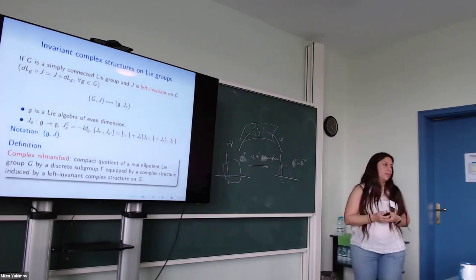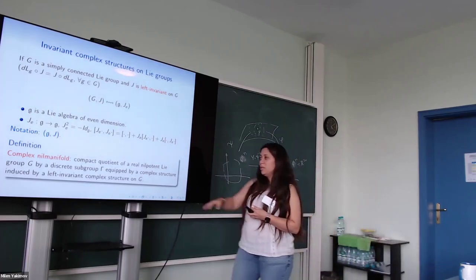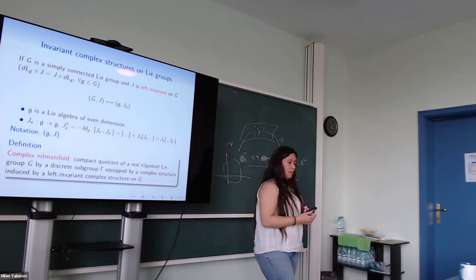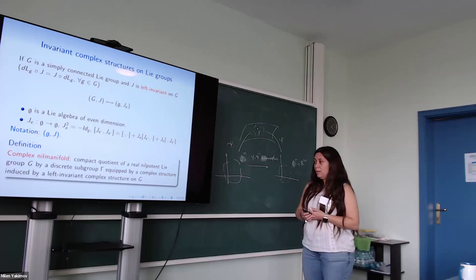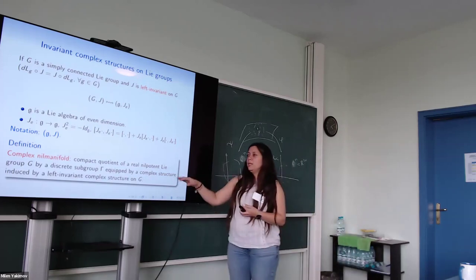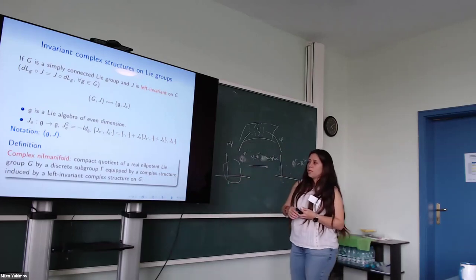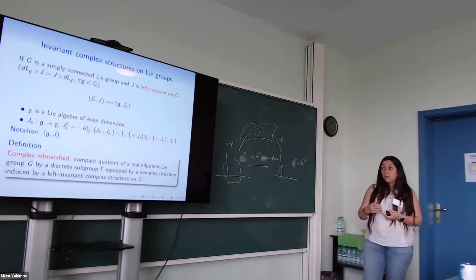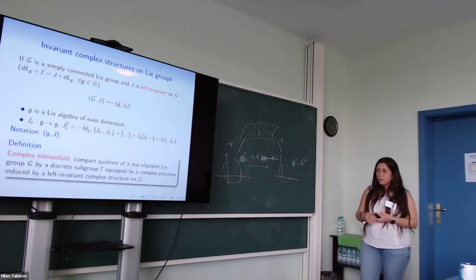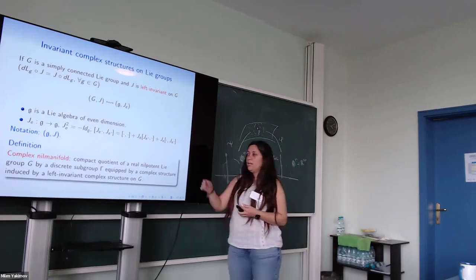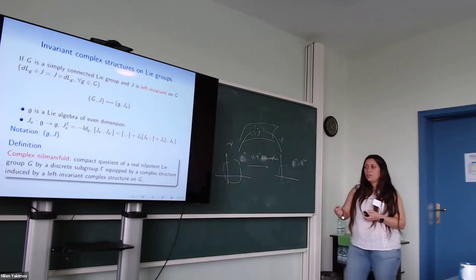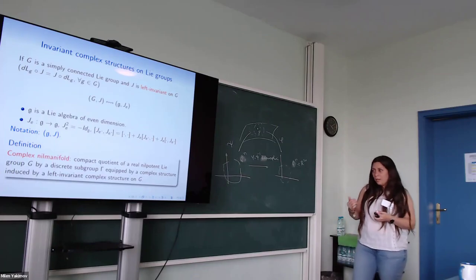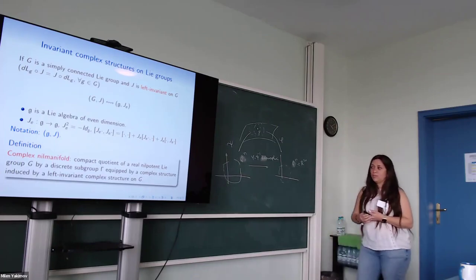And what is the definition of a complex nilmanifold? Those are two words that appear in the title of the talk. Basically, it's a compact quotient of a real nilpotent Lie group G by a discrete subgroup, equipped with a complex structure coming from a left invariant complex structure on G.